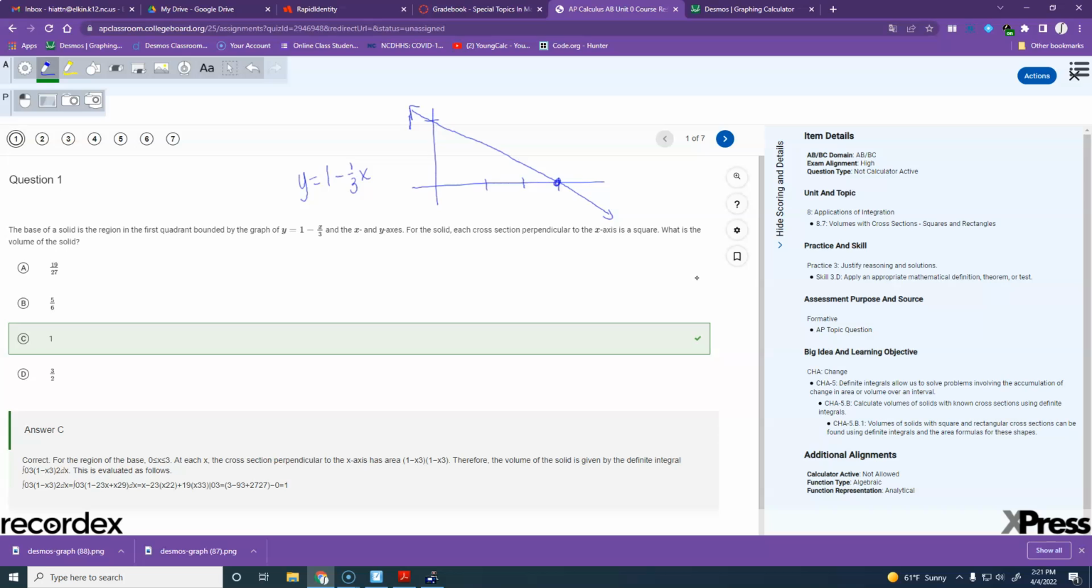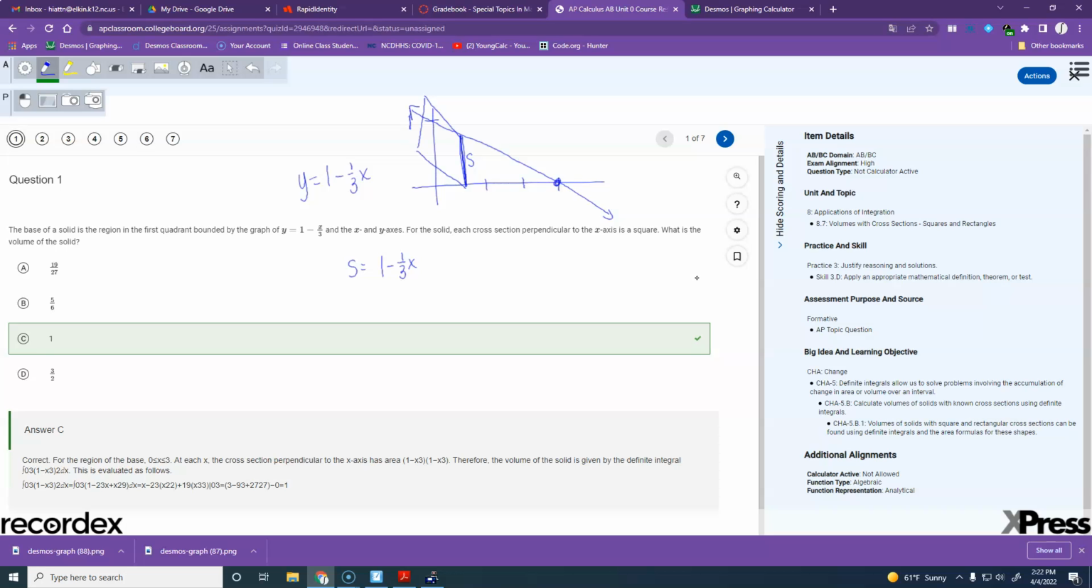And we want cross sections perpendicular to the x-axis. So perpendicular to the x-axis means we'll be taking a slice, something like this. And from that slice, we will be drawing a square there. I'm going to call this side right here S, for the side of my square. And S is just going to be top equation minus bottom equation, but the bottom here is just 0 because it hits the x-axis there. So S is just 1 minus 1/3 x, or x over 3.